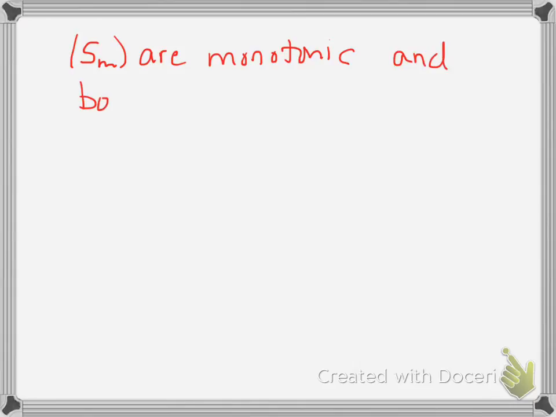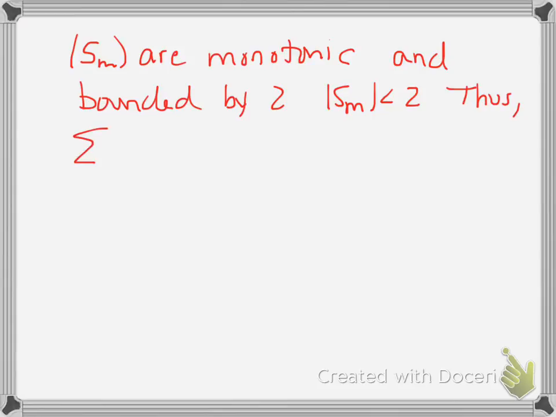So what does that tell me? Well, this tells me that my SMs are monotonic and bounded by 2. So all the SMs have absolute value less than 2. Thus, let me say this, the sequence of partial sums converges.